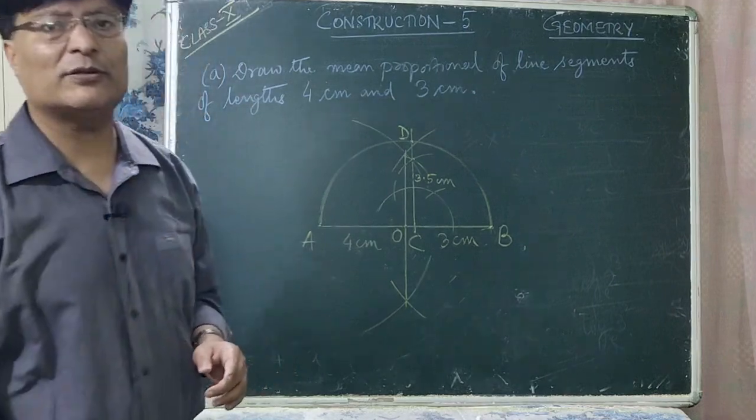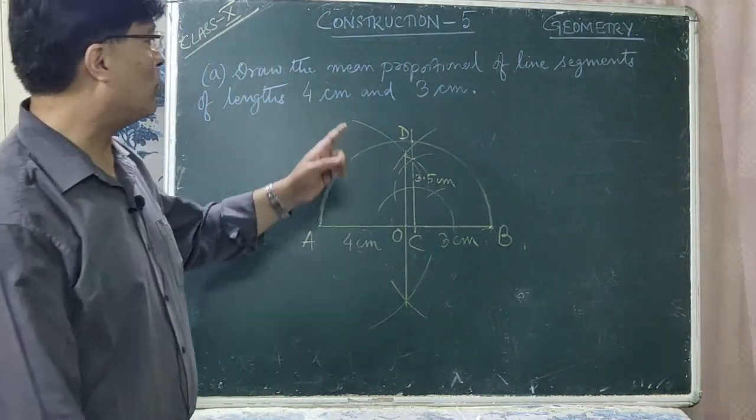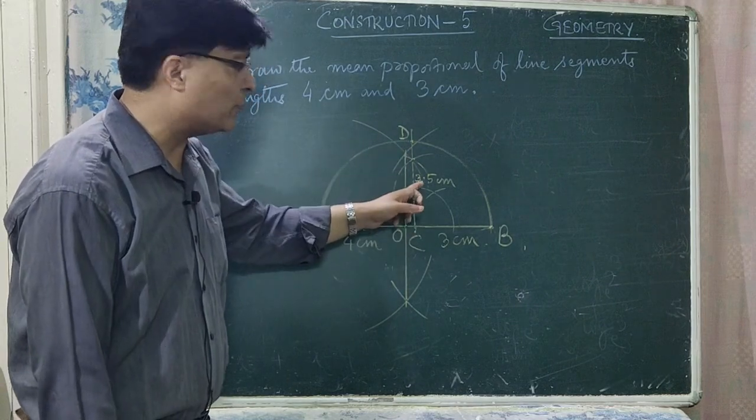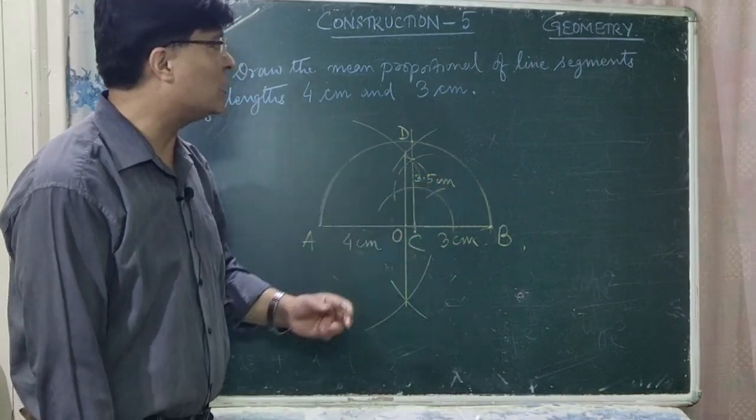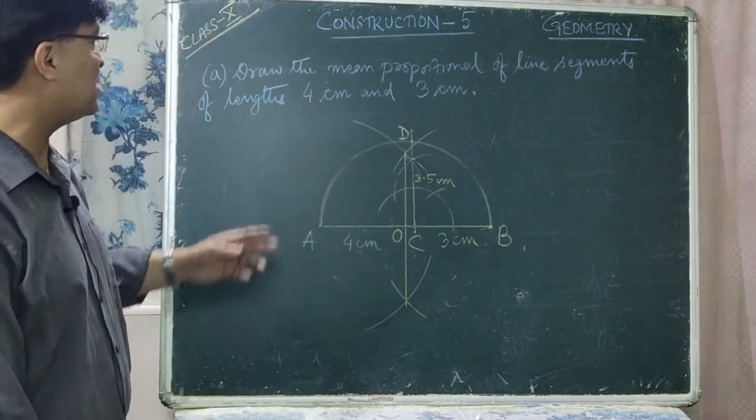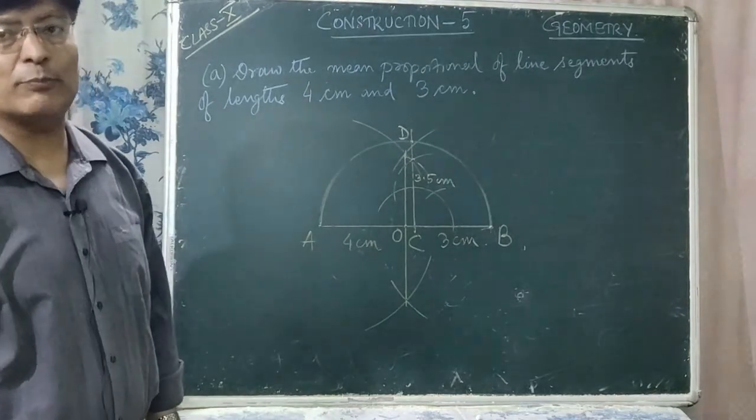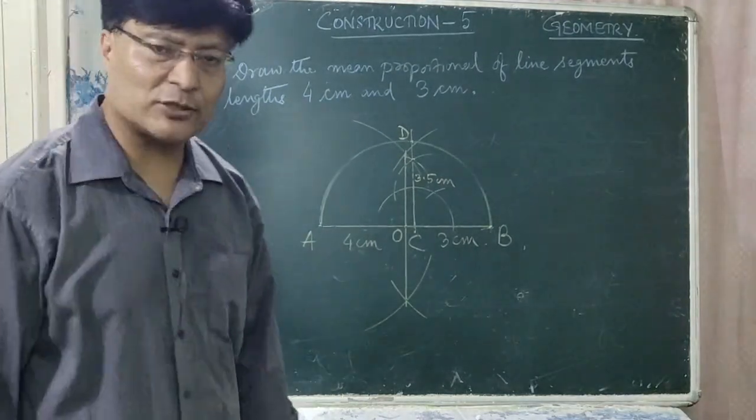The exact one is how much? 3.5 centimeter. So you measure the length of CD. The length of the CD will be 3.5 centimeter, and that will give you the mean proportional of the line segments 4 centimeter and 3 centimeter. So what is the answer here? It is 3.5 centimeter. Is that understood now?